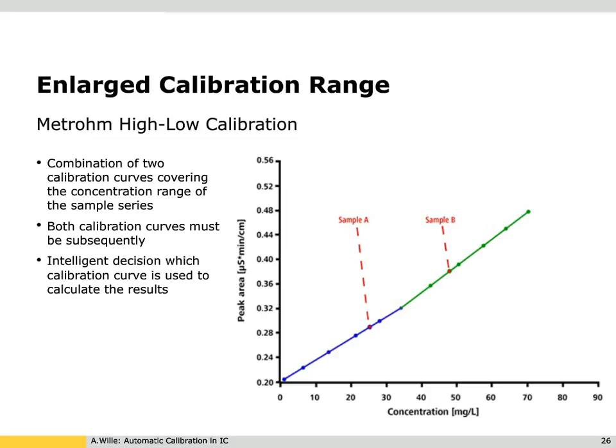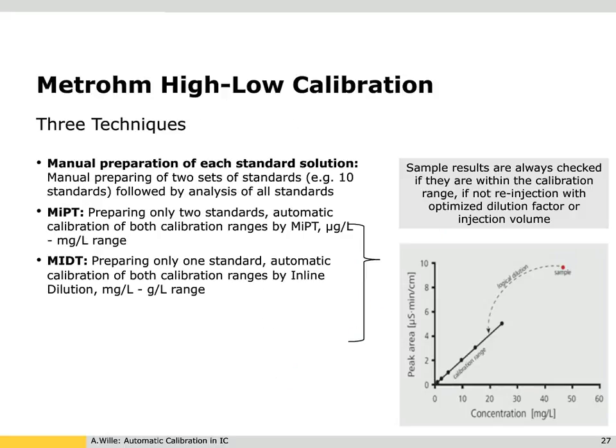For this high-low calibration, there are 3 different techniques which you can use. Of course, you could prepare all the standards manually, but that is really time-consuming. And here we speak now about 2 sets of standards, so maybe 10 standards. But you could also use MIPT, so the partial loop injection technique. Here you have to prepare 2 standards to calibrate the high and the low calibration. It is used for microgram and milligram per liter range.